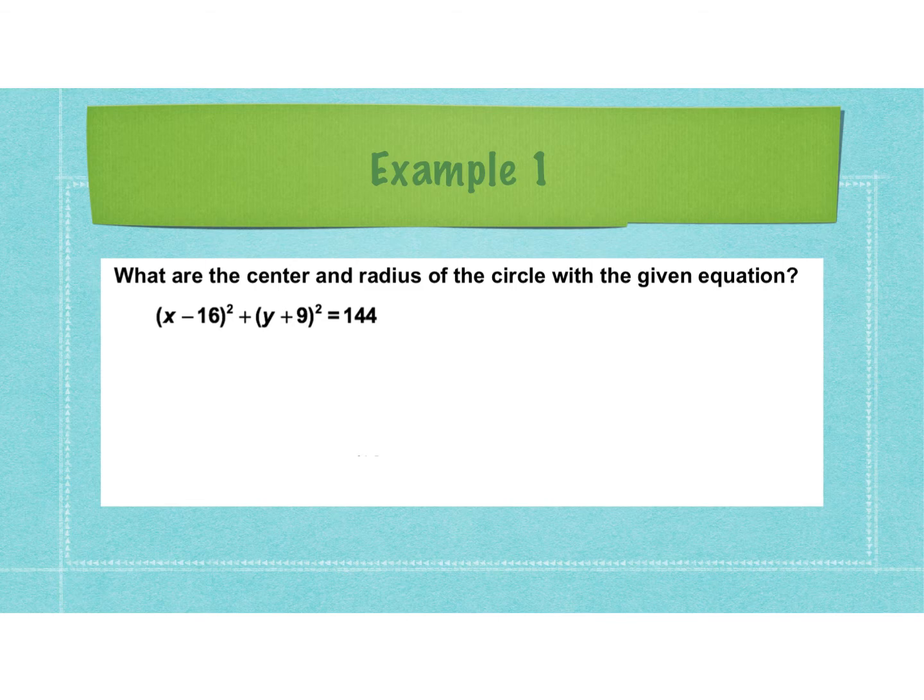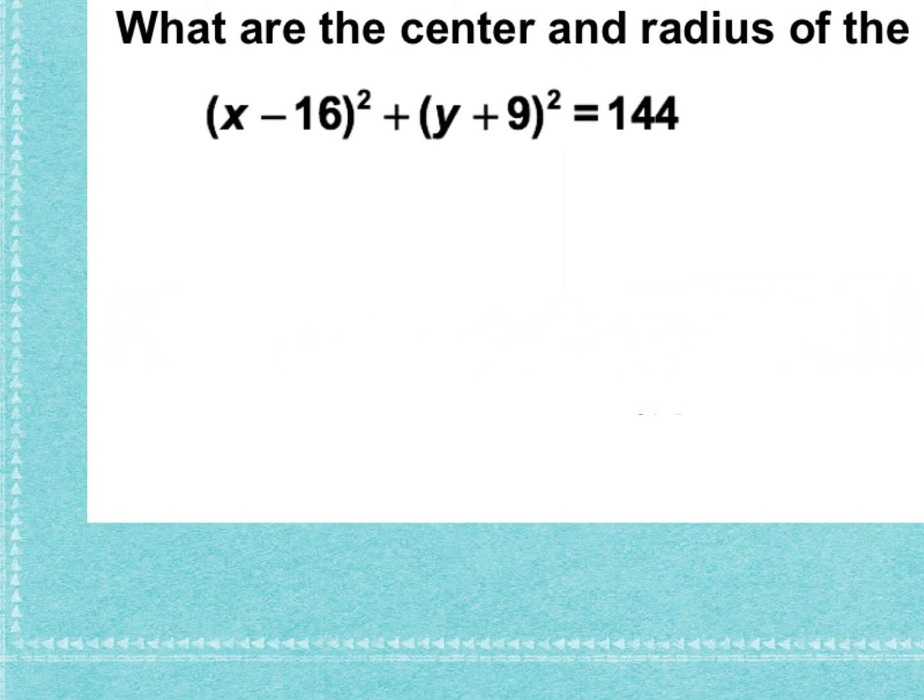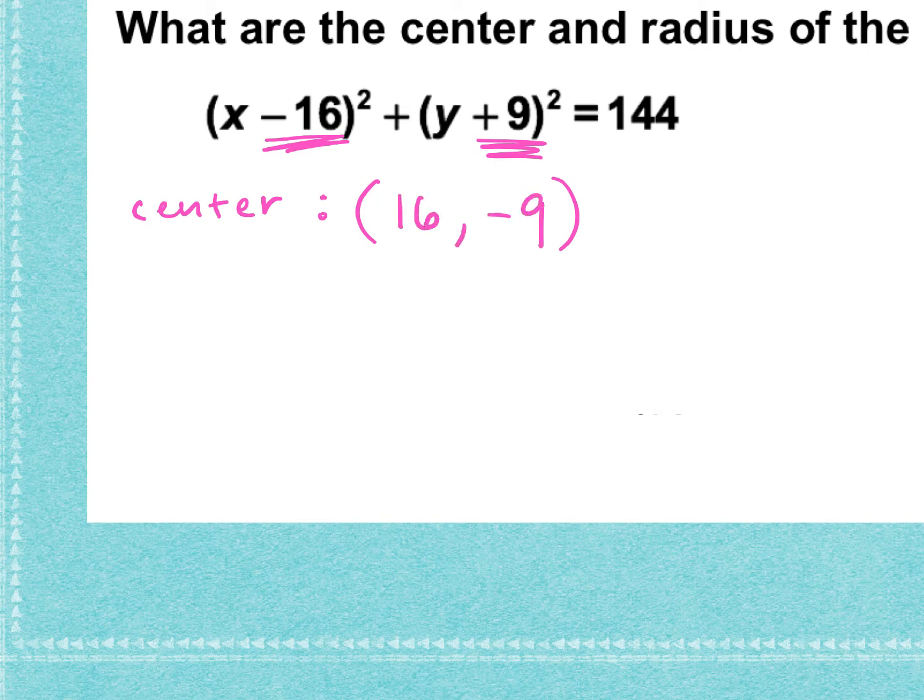All right, so let's look at our first example. What are the center and radius of the circle with the given equations? So first thing we can find is our center. So our center comes from this number and this number, our h comma k. So what do you think our center point would be? Remember we flipped the signs. So 16 comma what? Negative 9. Perfect. Flip the signs for your center.